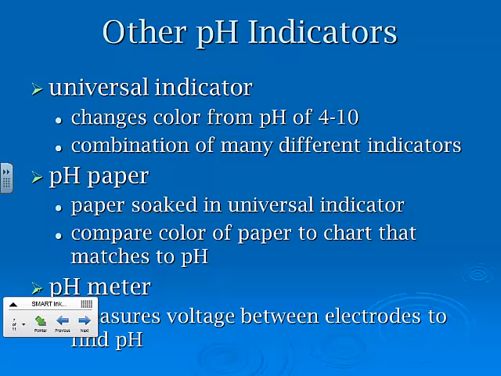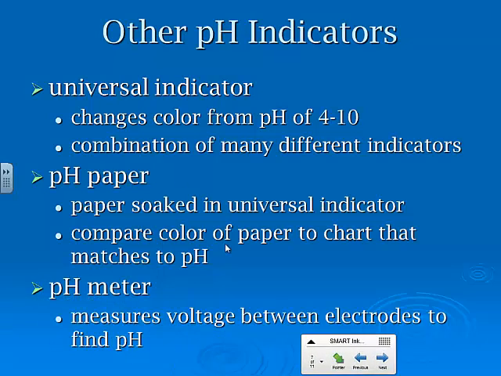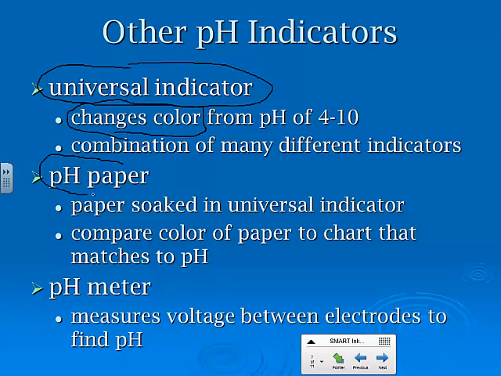Now, some other indicators that are out there, besides those that are listed, there's universal indicators, and we did the red cabbage juice as a universal indicator. It had a bigger range, but a universal indicator will just change different colors depending on the pH. pH paper is essentially the same thing. It's paper soaked in the universal indicator, and we use those charts in order to match the pH. Okay, so that goes pretty simply.